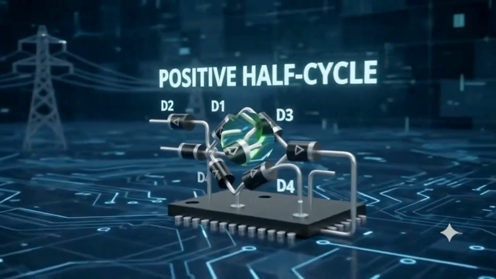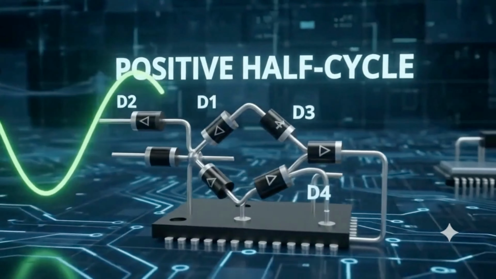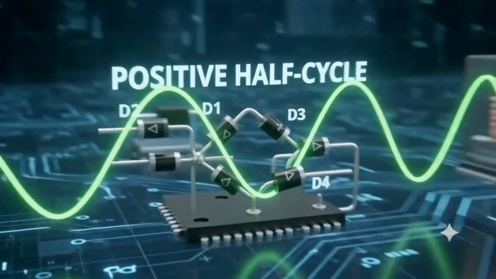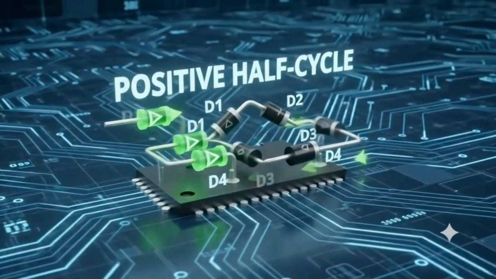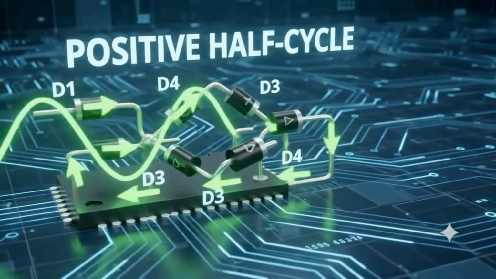During the positive half cycle, diodes D1 and D2 conduct. The current flows through the forward biased diodes to the output. This produces the first DC pulse.